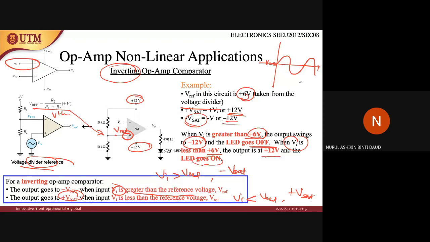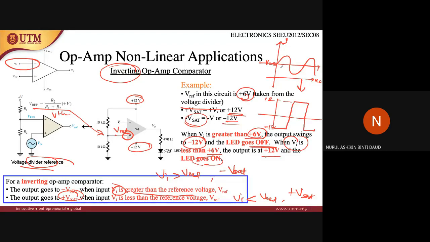So if you want to plot the output, this is the x-axis. So this is 0. So this is the reference. So if you want to plot the output, this is y. So at the positive, the output will become minus 12. At the negative here, once it is lesser than the V reference, it will become positive 12. It will be like this. So this is minus 12, this is positive 12.